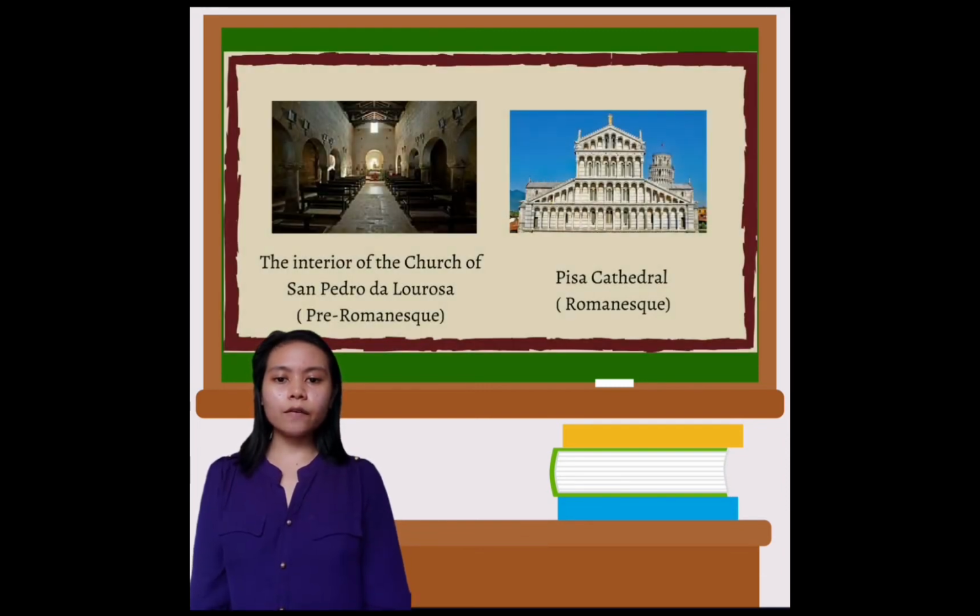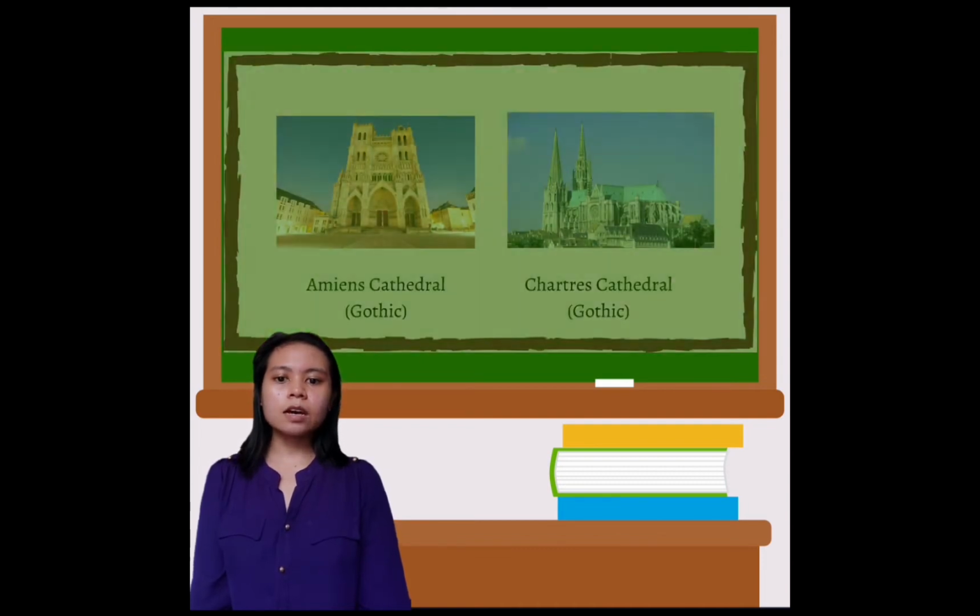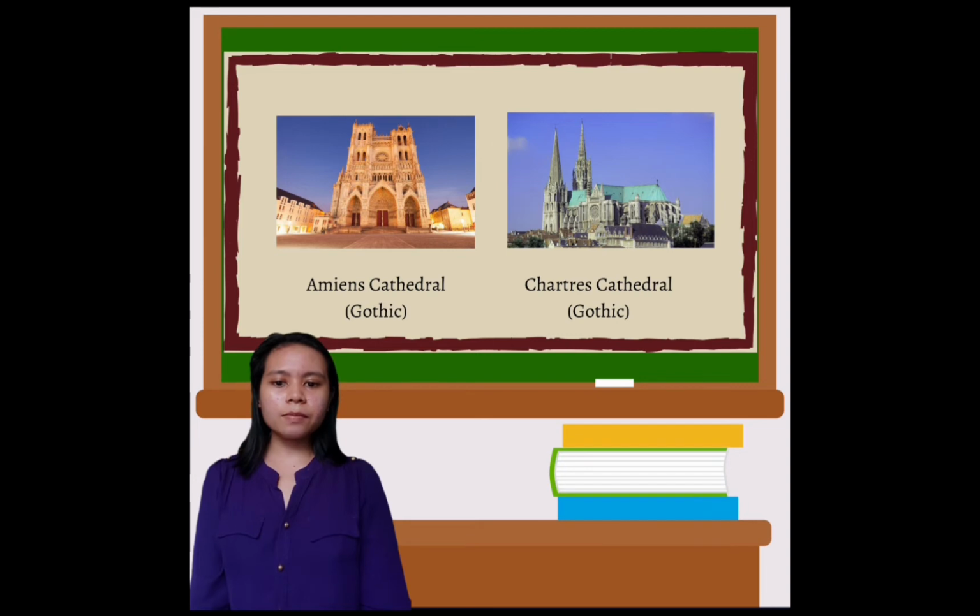So the interior of the Church of San Pedro de la Rosa is an example of pre-Romanesque style of medieval architecture. Next is the Pisa Cathedral, Romanesque style of medieval architecture. Then the Amiens Cathedral is now a Gothic style of medieval architecture. Also, the Chartres Cathedral, a Gothic style of medieval architecture.